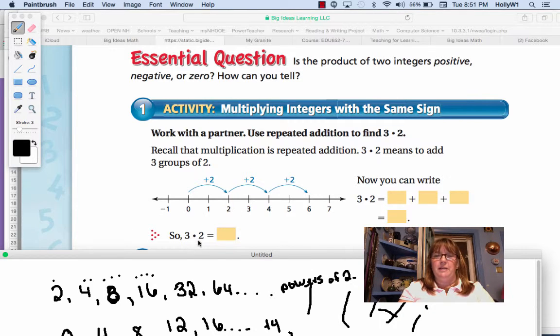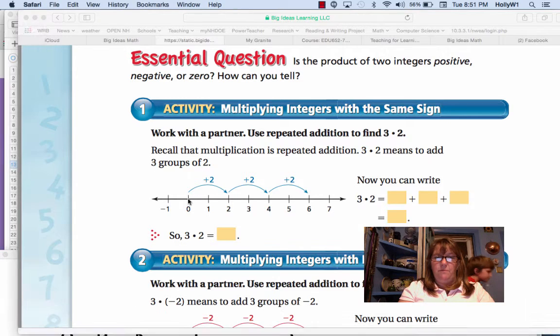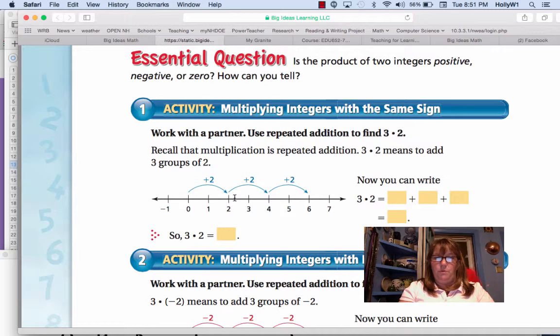Recall that multiplication is repeated addition, right? This is what we were doing. We're doing repeated addition, but we could have also multiplied numbers to get those numbers. So 3 times 2 means to add 3 groups of 2. So here we have from 0 to 2 is one group. From 2 to 4 is another group. From 4 to 6 is another group. So 3 groups of 2. So we can write 2 plus 2 plus 2 is equal to 6, which is the same thing as 3 times 2.